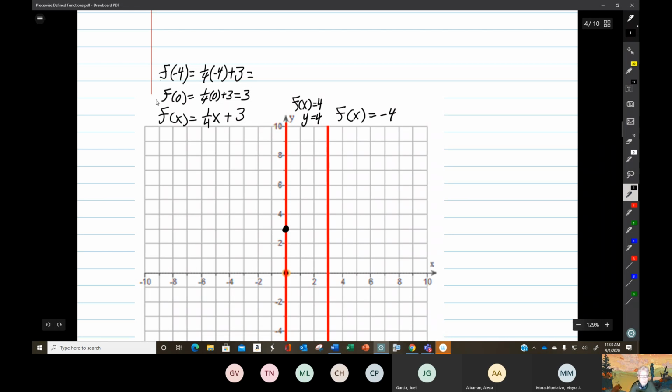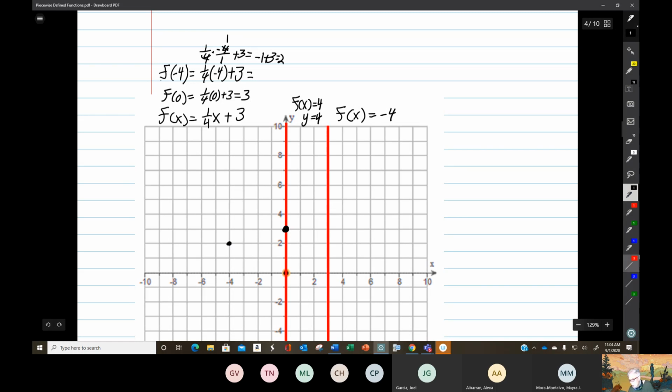Okay, so this is why. 1/4 times -4, 4 goes into 4 one time, so I'll have 1 times -1. Meanwhile, there's this plus 3 out here. So I'll have -1 plus 3, which is 2. So I just did that because I was lazy. I admit it. So here at x equals -4, y is going to equal 2.